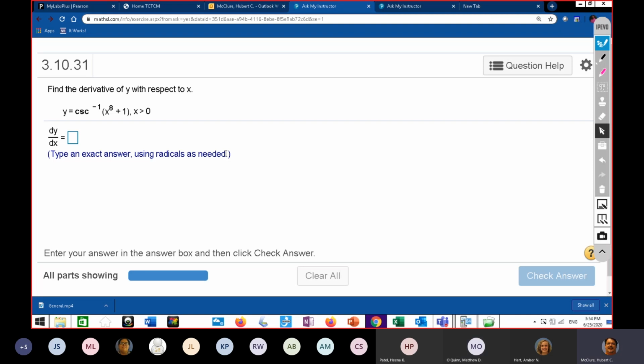I know I did this problem because I remember the x to the 8. Go ahead and be writing it down. Have we done this problem? No. I've done it. Let me see if I can find it. I know I've done this problem.